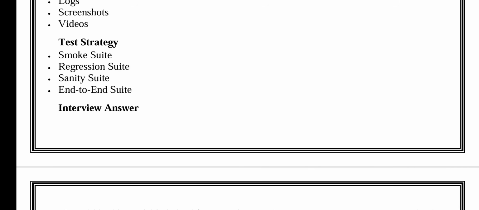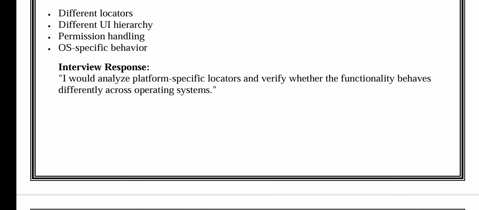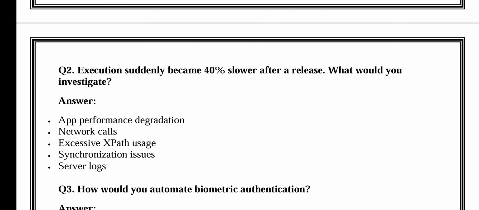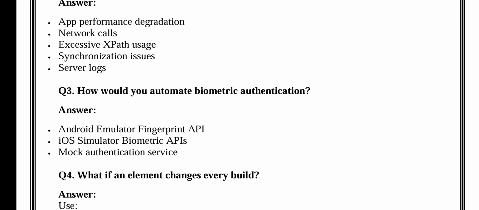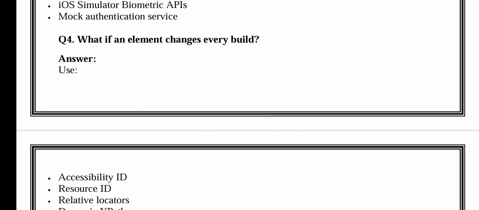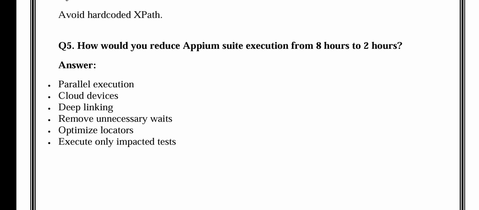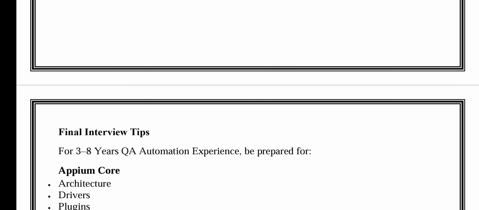So guys, the next set of interview questions are critical thinking based. Your test works on Android but fails on iOS. Why? Execution suddenly became 40% slower after a release. What would you investigate? How would you automate biometric authentication? What if an element changes every build? How would you reduce APPIUM suite execution from 8 hours to 2 hours?